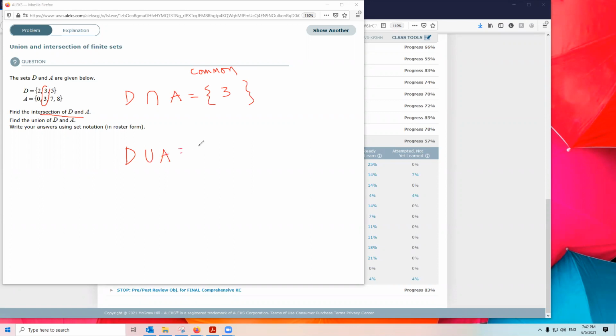Let's do the union. The union means combine together all the elements. So I'm going to write 2, 3, 5. That's from set D. And then set A is going to be 0, comma. Now there's another 3 in set A, but I'm not going to write a 3 again because remember, you don't duplicate. So I'm just going to write 7 and 8. This would be the union. Okay. And roster form means listing out the elements like this. So we call this roster form, where you list out all the elements inside curly braces like that.